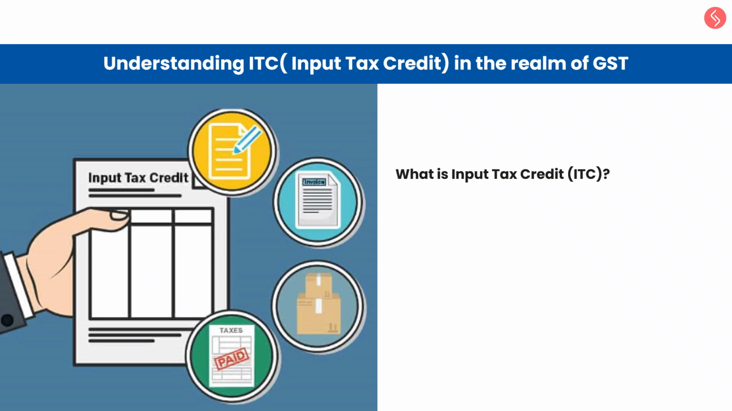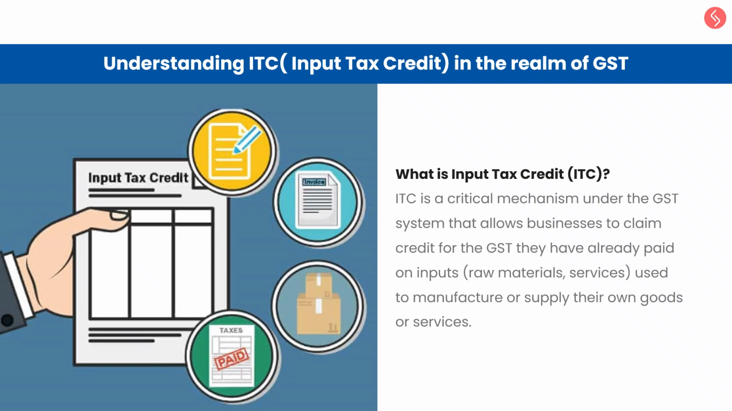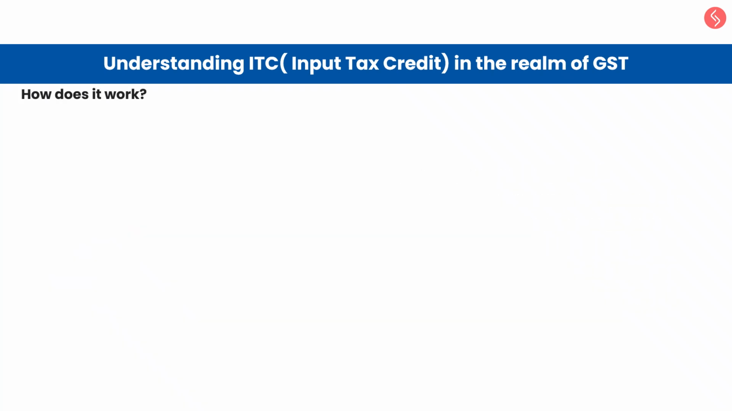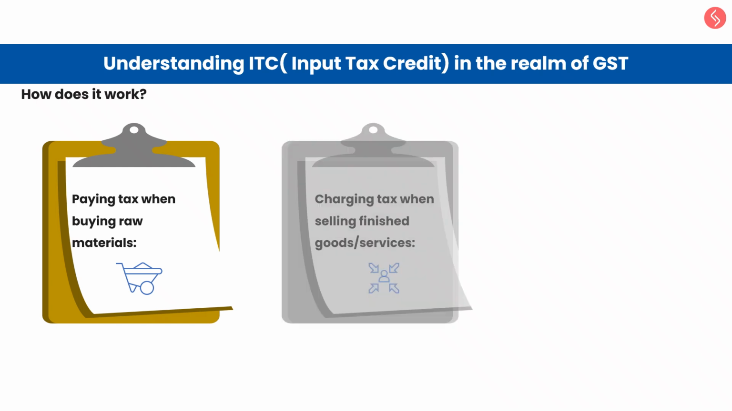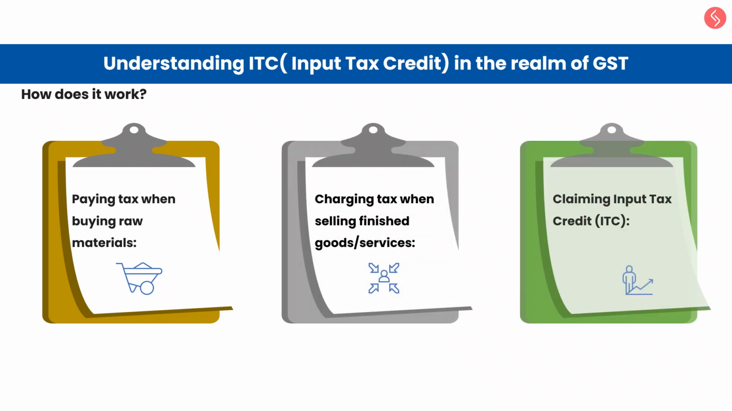What is Input Tax Credit, ITC? ITC is a critical mechanism under the GST system that allows businesses to claim credit for the GST they have already paid on inputs, raw materials, and services used to manufacture or supply their own goods or services. How does it work? Paying tax when buying raw materials. Charging tax when selling finished goods or services. Claiming input tax credit, ITC.